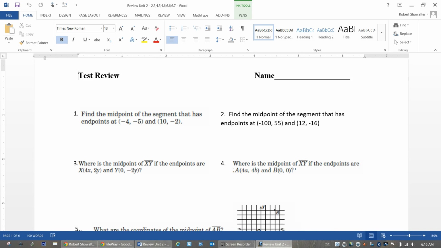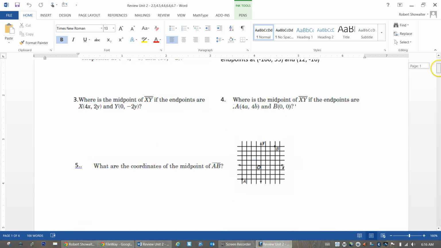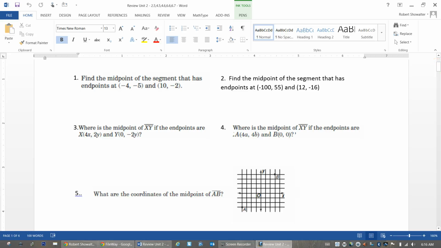Anyways, I'm going to walk through the answers to this and explain what I'm doing and why I'm doing it. Level 3, you got to live in level 3. It's not just about the what, it's about the why. So I'm going to work through these and hopefully this will help you out. And of course, email me if you have any questions as you work through it.